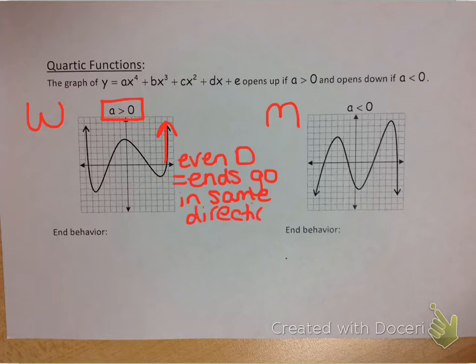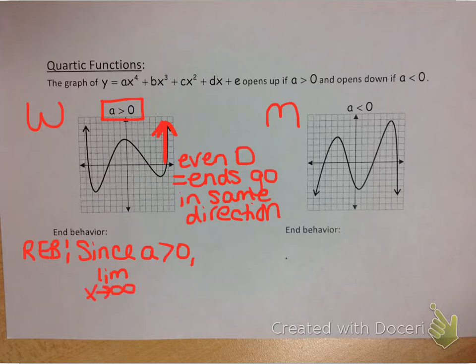So once again, you always want to do the right end first, and you look at the leading coefficient. This one right here has a leading coefficient that's positive, so the right end goes up. And so the right end behavior, if I wanted to write it as more of a sentence, I would say since a is greater than 0, the limit as x approaches infinity of y is infinity. So I'm saying that since my leading coefficient is positive, my right end behavior is heading up towards infinity.